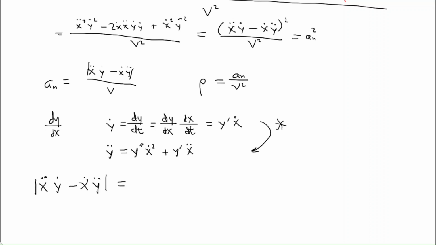Let's just see how this shakes out. So I've got an x double dot that gets to stay there. And then my y dot is the same thing as y prime x dot. Then I have minus x dot, and then my y double dot, I'm going to replace like this: y double prime x dot squared plus y prime x double dot. Now let's distribute through the parentheses.